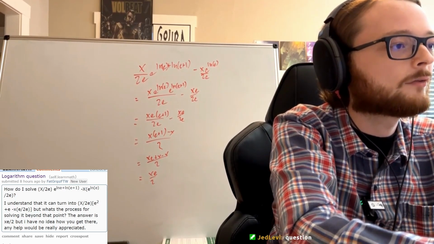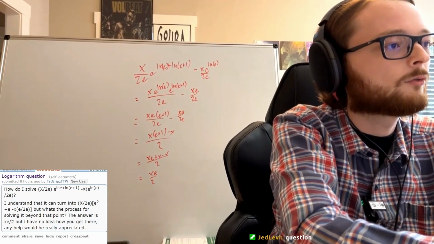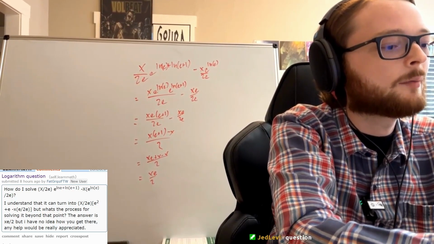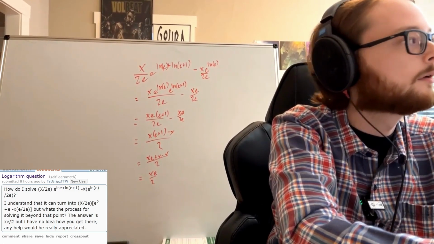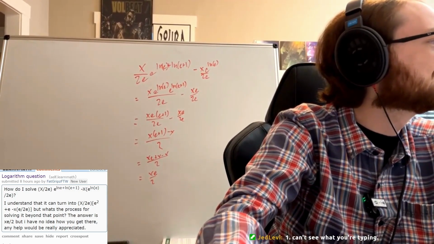How should I write this? X e squared plus e. I keep running c over 2e. Dang it, you're right. It's a good question.